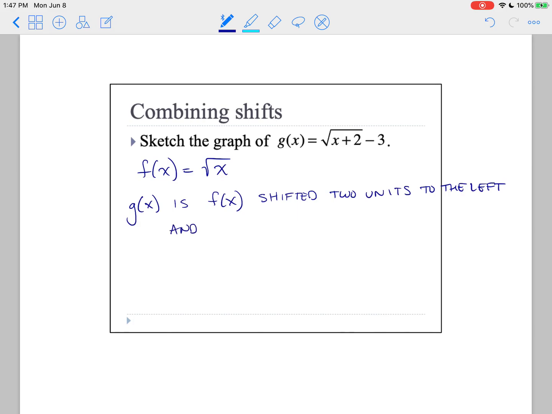And 3 units down. Okay, so g of x is f of x. It's going to be exactly the same shape, except every point on the graph is actually going to be shifted 2 units to the left and 3 units down. Okay, so let's go ahead and graph this now that we have an idea of what it's going to look like.